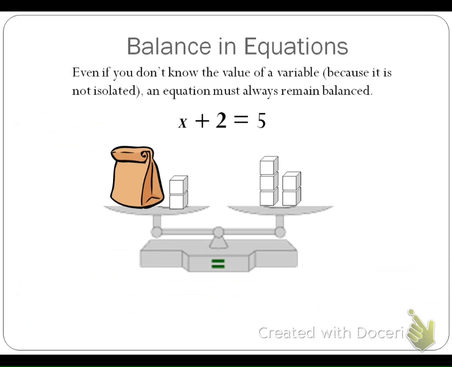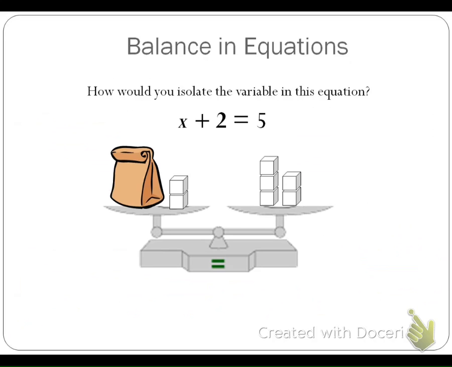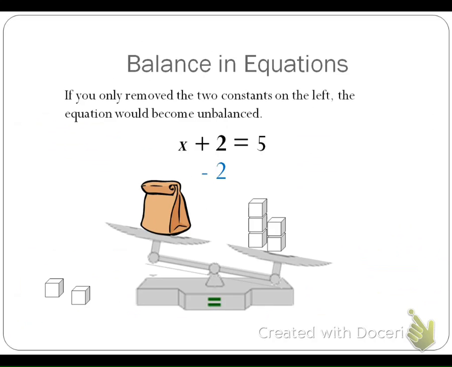But even if you don't know the value of a variable because it's not isolated, an equation must always remain balanced. Here we have the equation of x plus 2, the bag and 2 blocks, is equal to 5, or the 5 blocks. Notice our scales are level or balanced. But how will we isolate our variable so that we can figure out its value? Well, you see 2 blocks are with our bag right here, our variable. What are you going to do? Well, you probably say you're going to take them away, which you're almost there. Yes, if we took those 2 blocks off that side, but look what happens to our scale. It tips. The scale isn't balanced, so our equation isn't balanced yet.